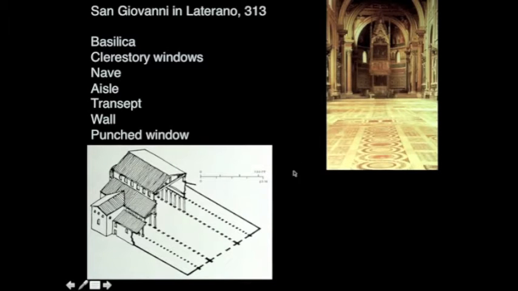How would you describe the basic organization of San Giovanni in Laterano, St. John Lateran? What's the plan type? What are the construction principles? What does it have that is similar to Roman architectural precedents? What does it have that seems not to be picking up on the architectural precedents?